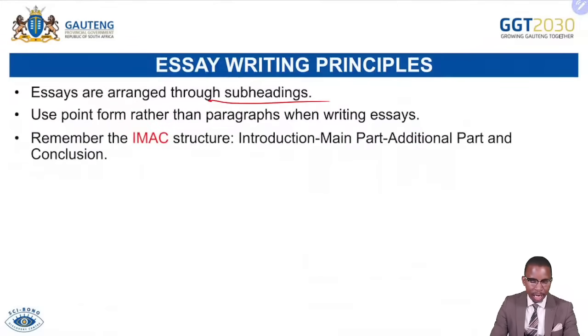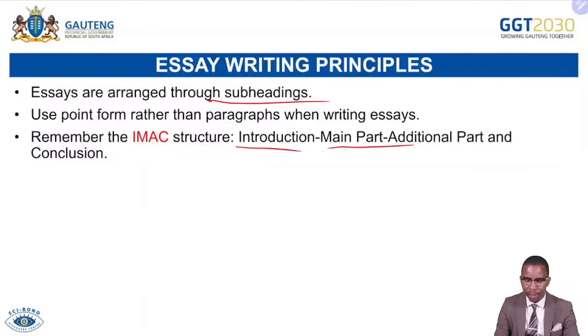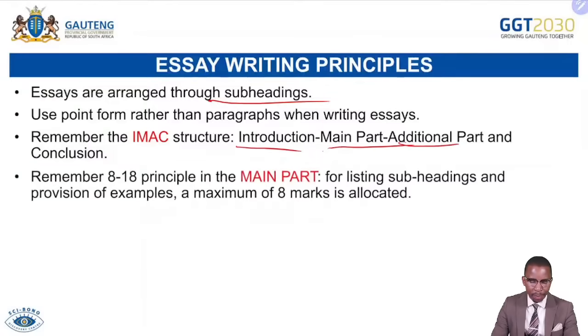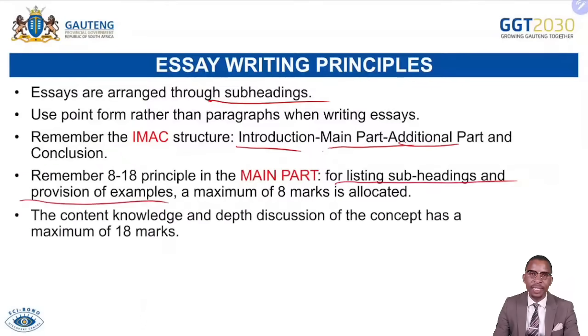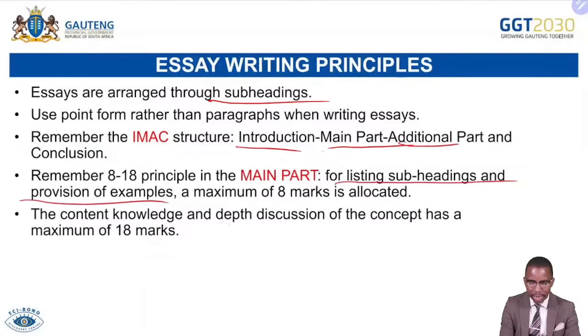That is important. Remember the IMAC. IMAC stands for introduction for 2 marks, main part for 26 marks, additional part for 10 marks, as well as conclusion for 2 marks. That gives you 40 marks. And then remember the 8 to 18 principle in the main part. For listing subheadings and provision of examples, you get your 8 marks. Also, 18 marks is for content discussion. So the content knowledge and depth of discussion of the concept has a maximum of 18 marks.